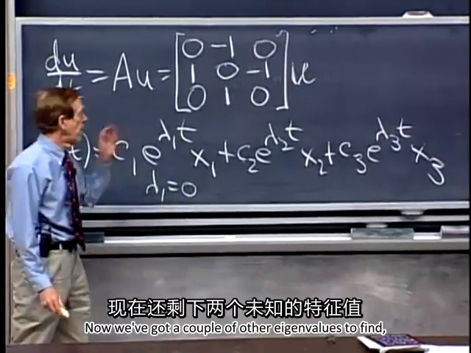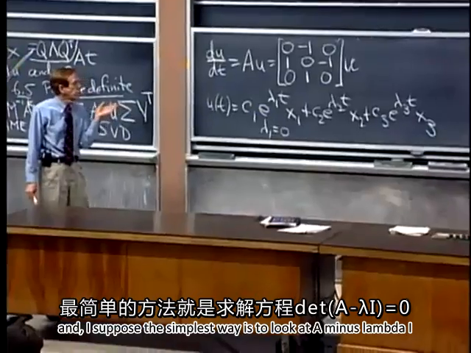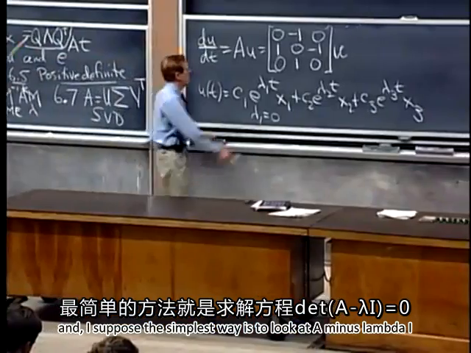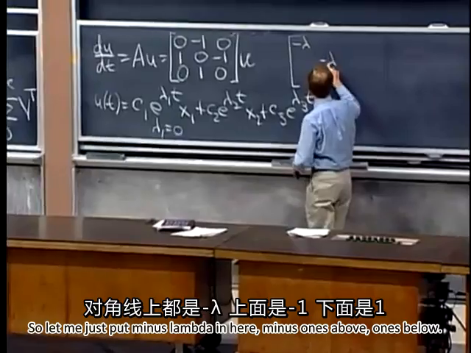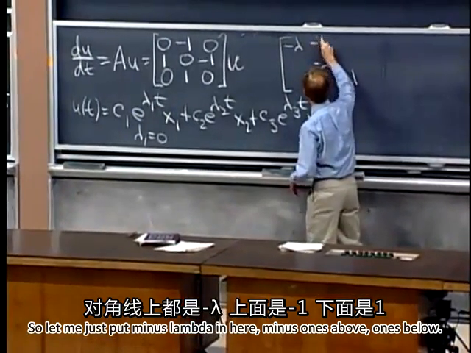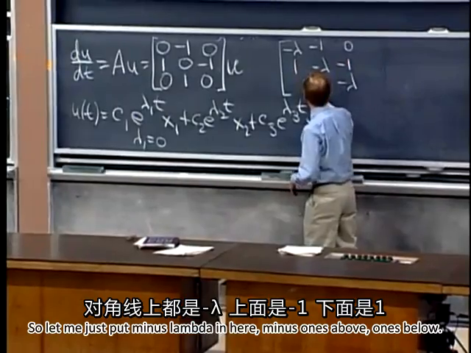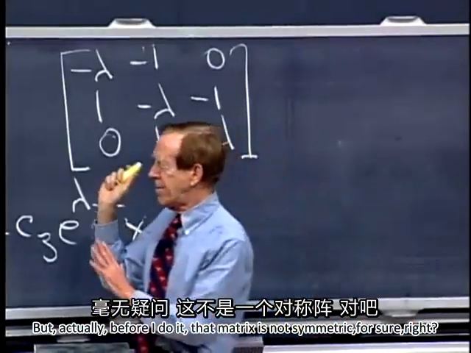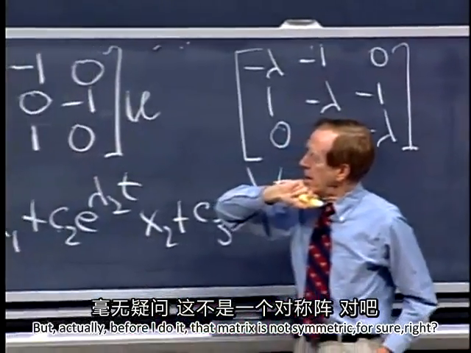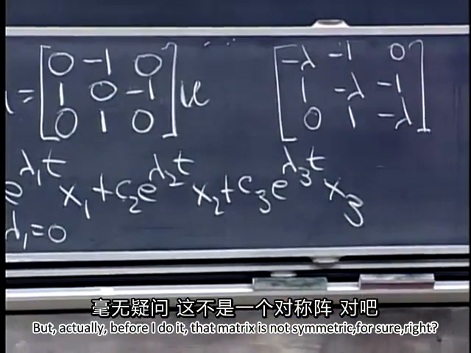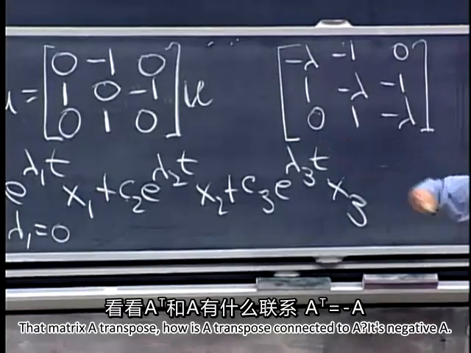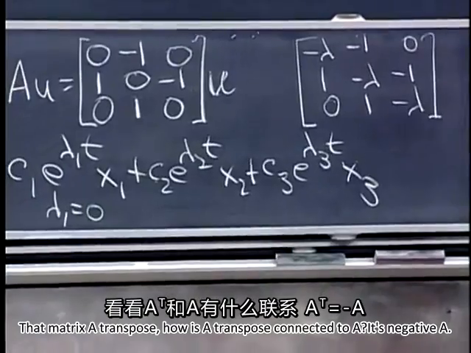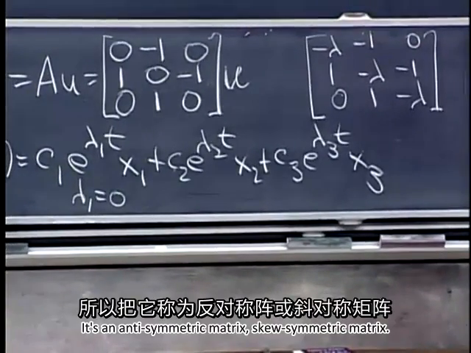Okay, now we've got a couple of other eigenvalues to find, and I suppose the simplest way is to look at A minus lambda I. So let me just put minus lambda in here. Minus 1's above, 1's below. But actually, before I do it, that matrix is not symmetric for sure, right? In fact, it's the very opposite of symmetric. That matrix A transpose, how is A transpose connected to A? It's negative A. It's an anti-symmetric matrix, skew-symmetric matrix.